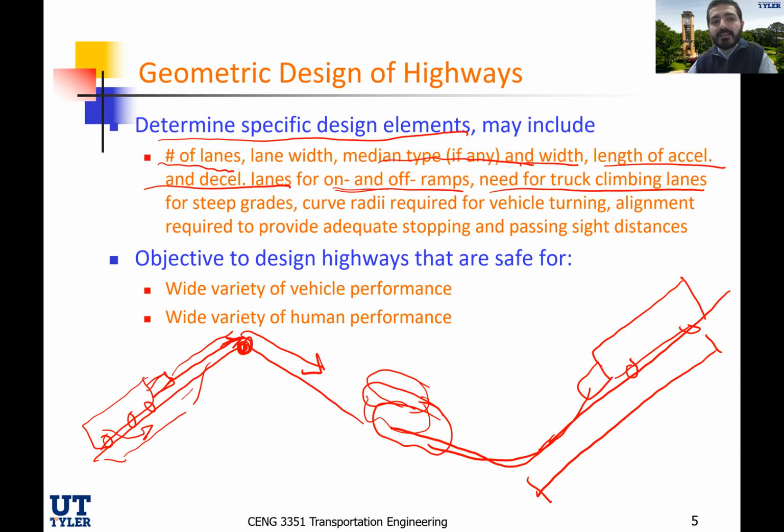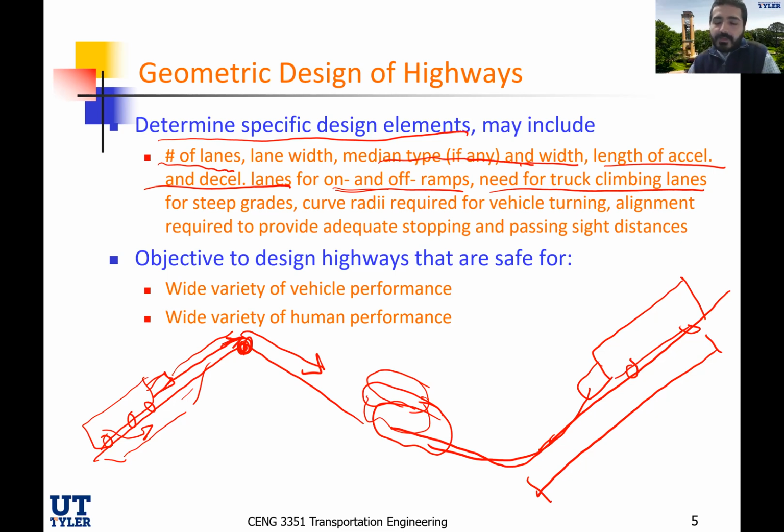But we need to keep in mind that the major objective to design highways is that they have to be very safe, safe for a wide variety of vehicle performance as well as a wide variety of human performance. So again, we have lots of models of vehicles as old as, I don't know, 1930s or 40s or 50s, and we have up-to-date vehicles. So we need to make sure that our design, our roadway, will handle a safe experience for all kinds of vehicles. But also we need to have what I like to call a forgiving highway.